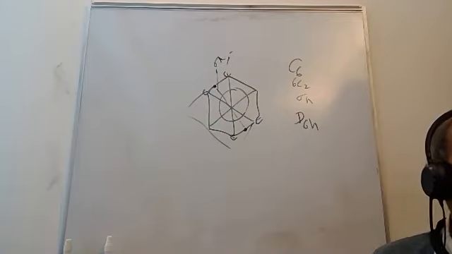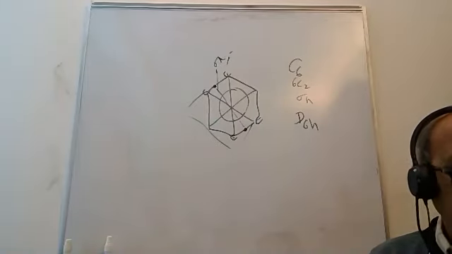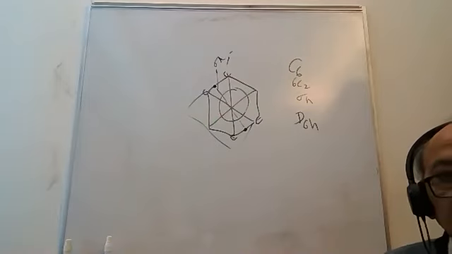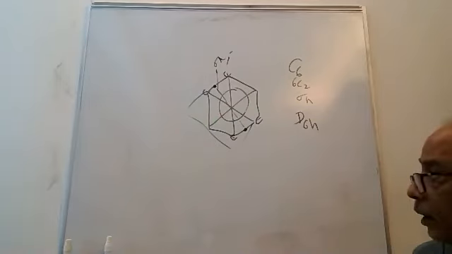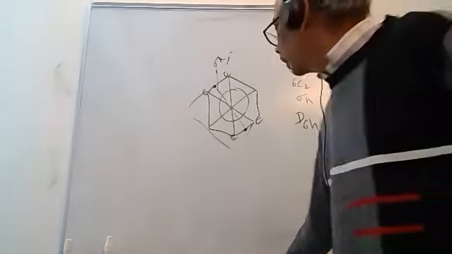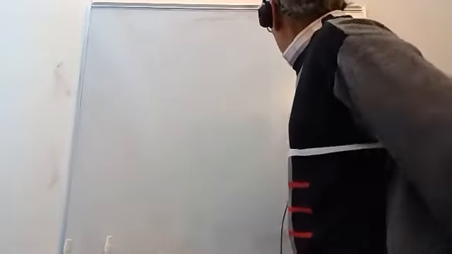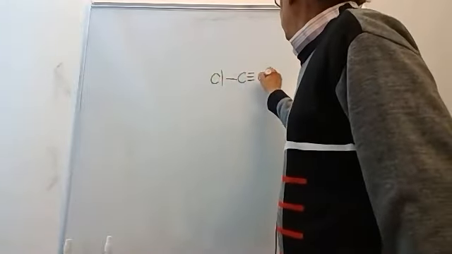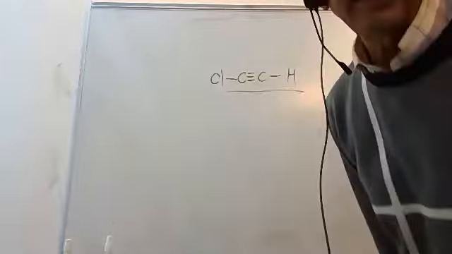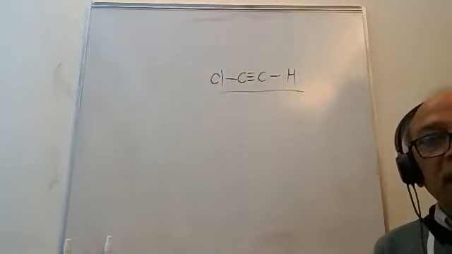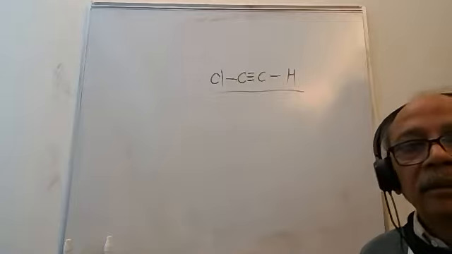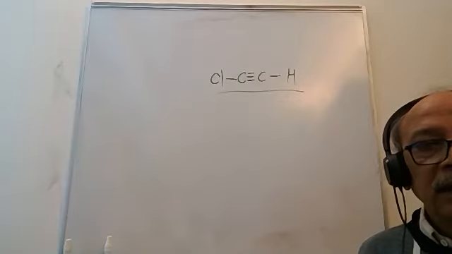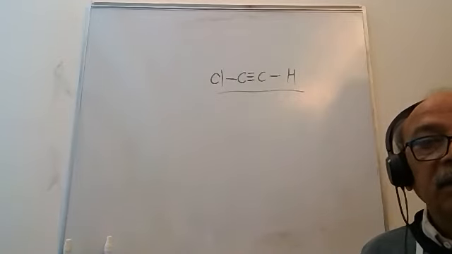So this is how we should be able to look at the molecules, like chloroethene. For example, if I have Cl, C double bond CH, what should be the point group of this? This is an example where I have more than one central atom, or two of them.